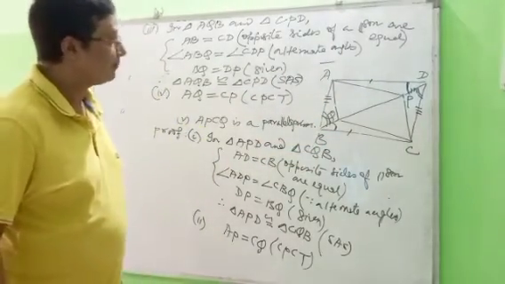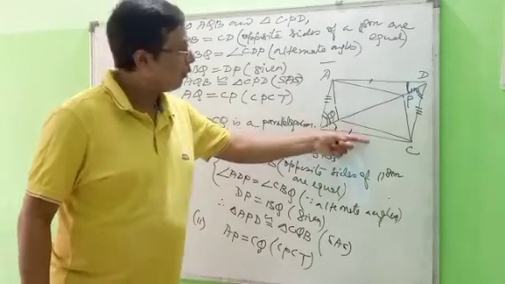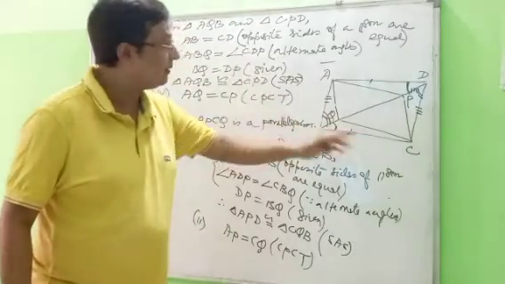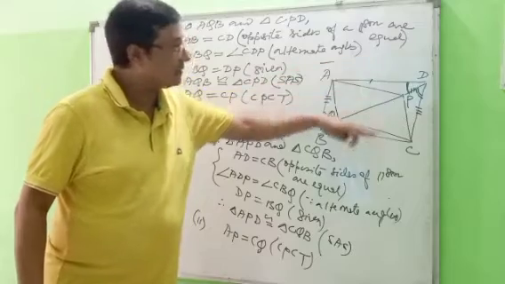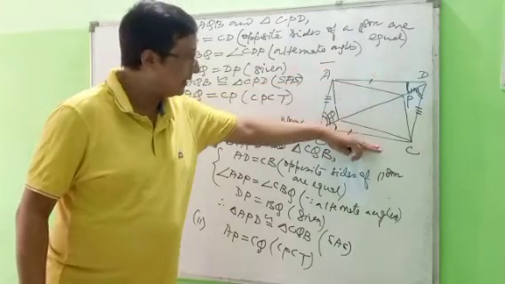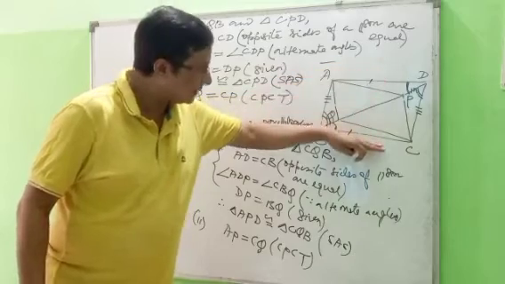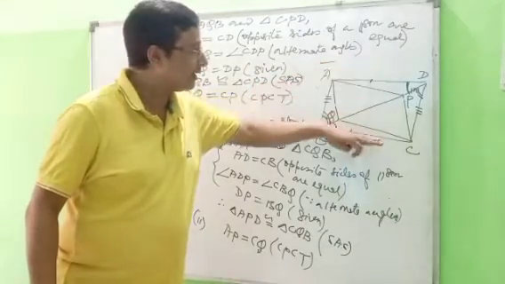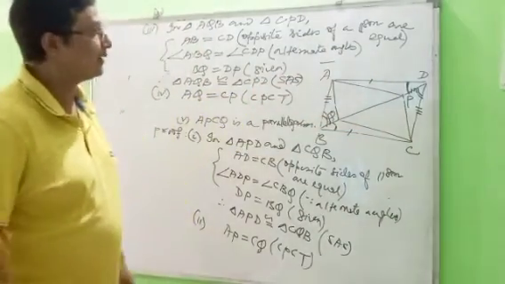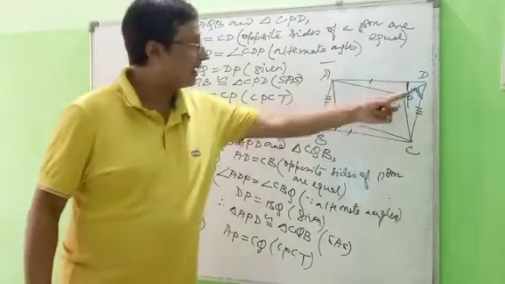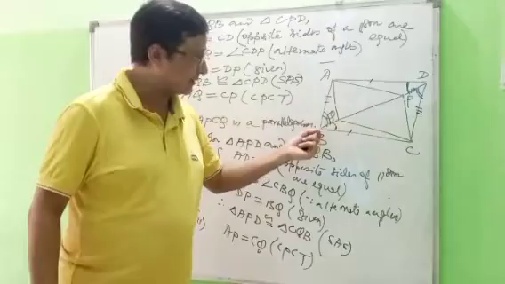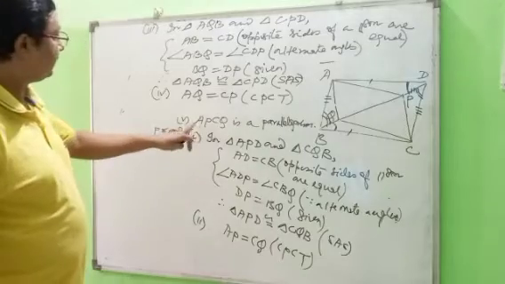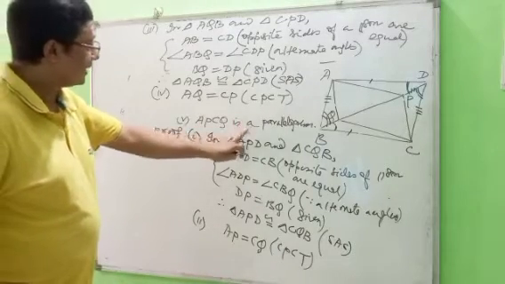Then the third condition is that if one pair of opposite sides is equal as well as parallel, that means only a single pair, that is BC equals AD and BC is parallel to AD, then that figure also becomes a parallelogram. And the last condition: if the diagonals bisect each other, in that case also the quadrilateral becomes a parallelogram. Now here they have told you to prove APCQ is a parallelogram.